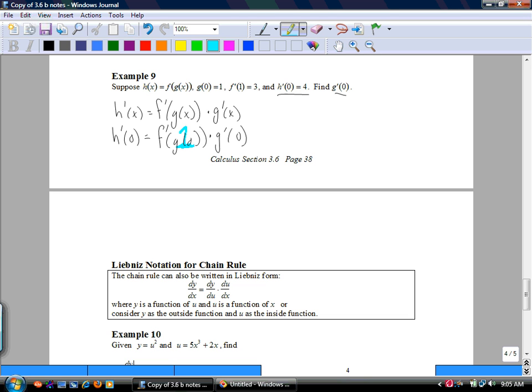f prime of 1 is 3, so you could put a 3 underneath. Okay, that's 3. What else do you know? So what's g prime of 0? 4/3. Cool. I know you're so traditionally like, yeah, no, just multiply those two numbers. No, I won't. Yeah, exactly.